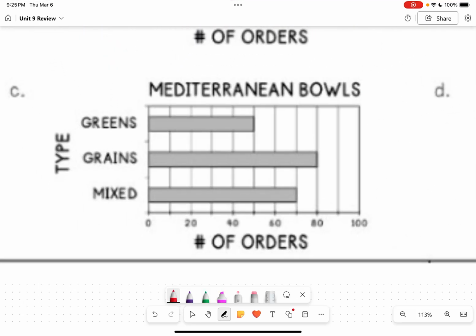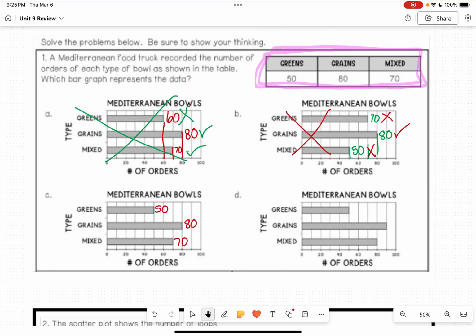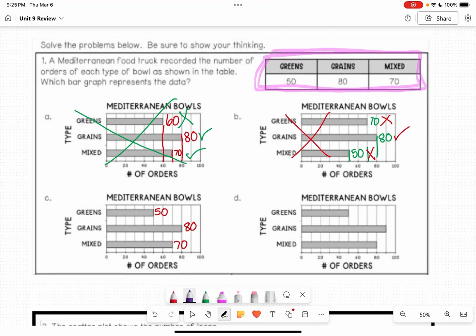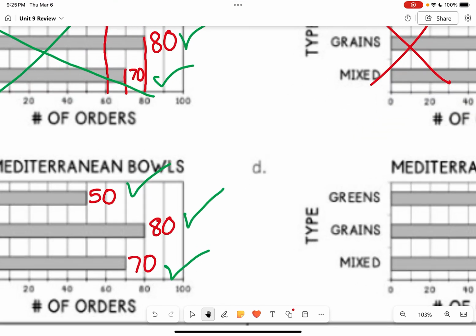So for greens, we show 50. For grains, we show 80. For mixed, we show 70. So let's look at our data. I'm going to zoom out so you can see it at the same time. So greens is correct, it's 50. Grains is 80, good. And mixed is 70, good. So it looks like all 3 of these data points are labeled correctly on the bar graph and they match what we have. Okay, so far C is looking the strongest. But let's go ahead and go back to D and make sure.